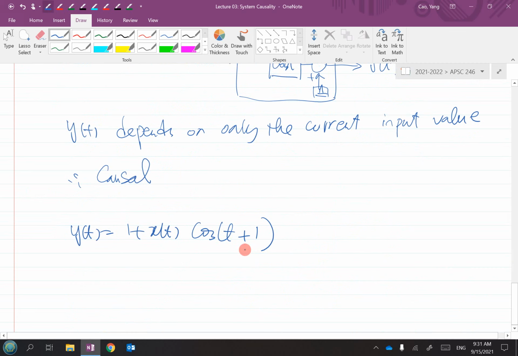It's causal, right? So do not be tricked by this additional term here, because this is not input. The relationship between input and output still holds, as we said. Yes? How do you know that x of t is the input there? Because the question will tell you.